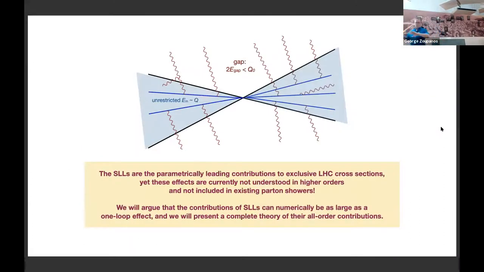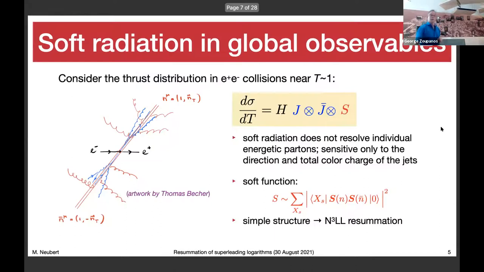So what I want to get across is these superleading logs are the parametrically leading contributions to exclusive LHC cross sections, and we don't know how to control them in higher orders, and they're not included in parton showers. I will argue in this talk that these effects can actually be as large as a one loop correction numerically, and I will show you how to deal with them in higher orders.